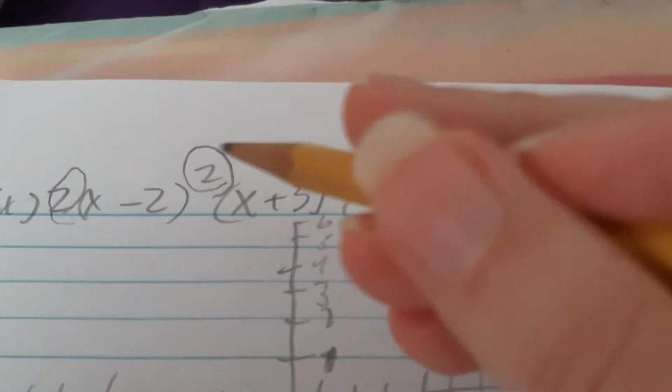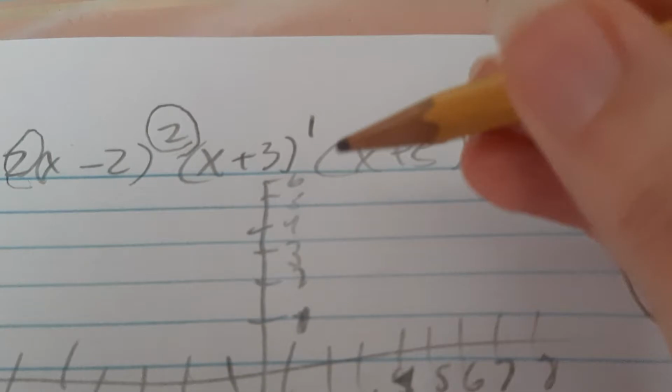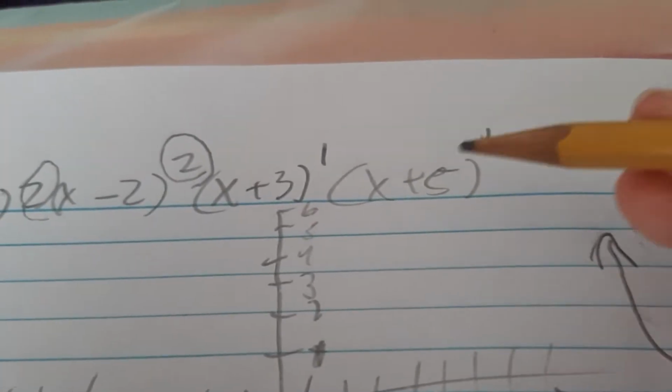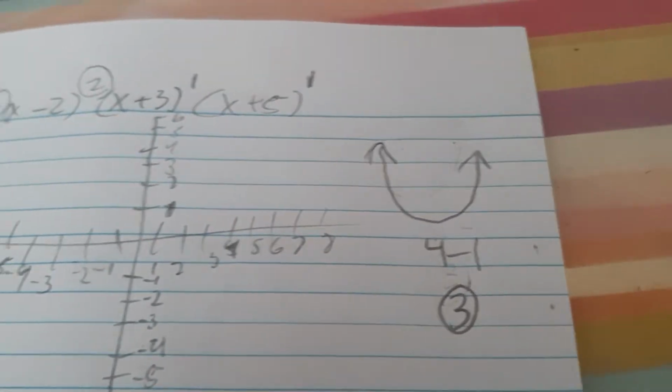From there, we're going to take all these degrees and add them up. Anything to the power of 1 is itself, so we can keep that there. And so then once we get 2 plus 1 plus 1, that's 4 minus 1. So we're going to have 3 turning points here.